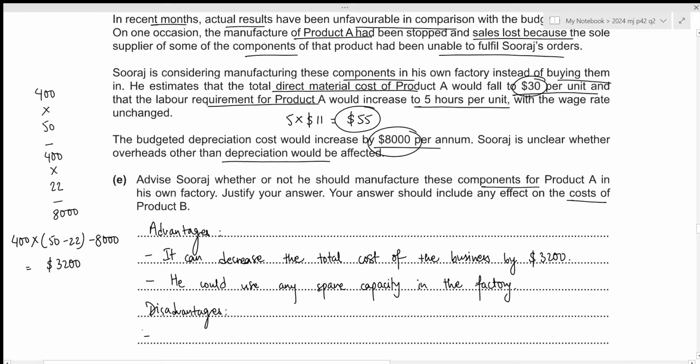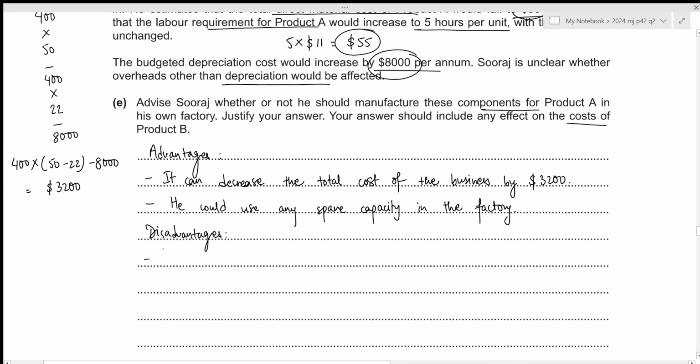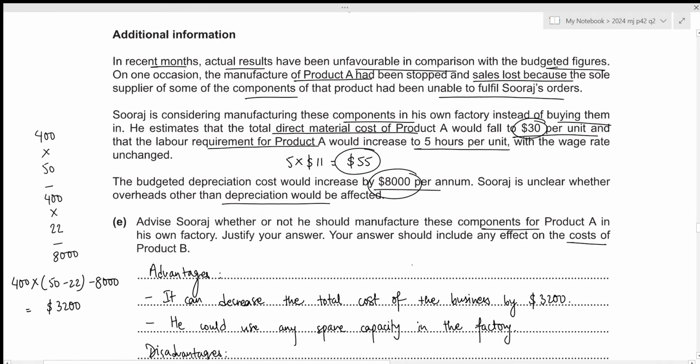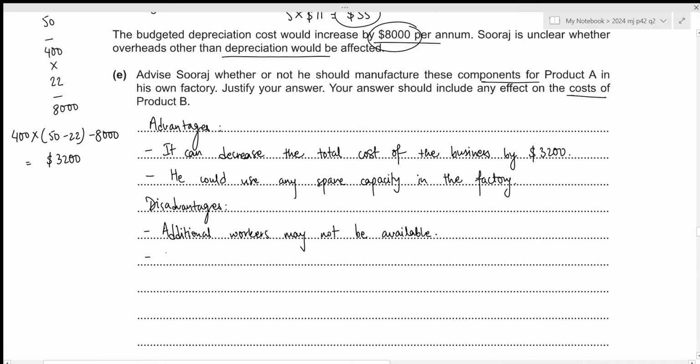The very first disadvantage is that maybe additional workers might not be available in order to manufacture these components. And since we are talking about manufacturing the components, we might need some new machinery in order to do so. Let's write it down. He may require new machinery to manufacture these components.